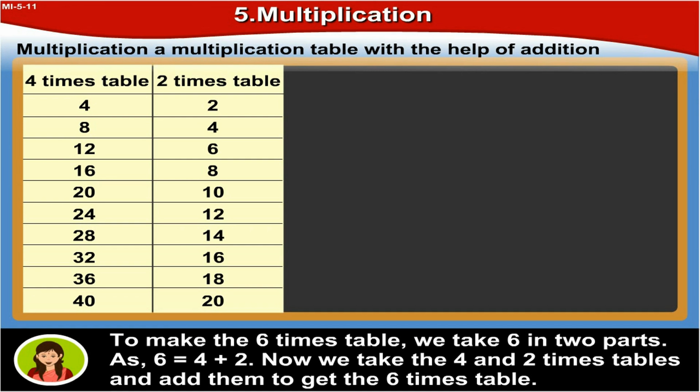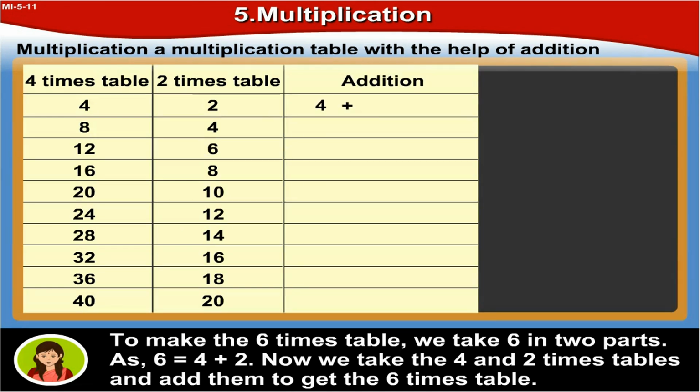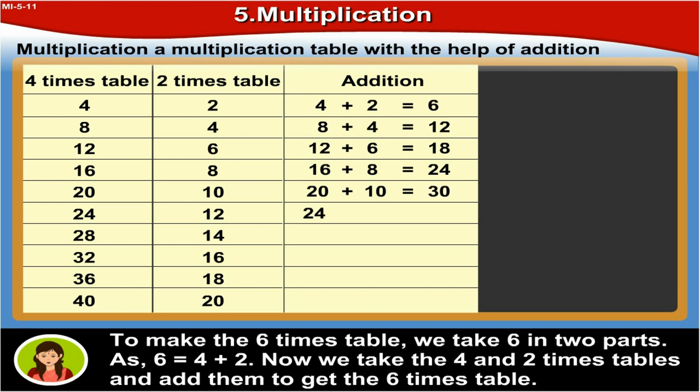Now, children, let us do some addition. 4 plus 2 is equal to 6, very good. 8 plus 4 is equal to 12, nice. 12 plus 6 is equal to 18, 16 plus 8 is equal to 24, 20 plus 10 is equal to 30, very good.